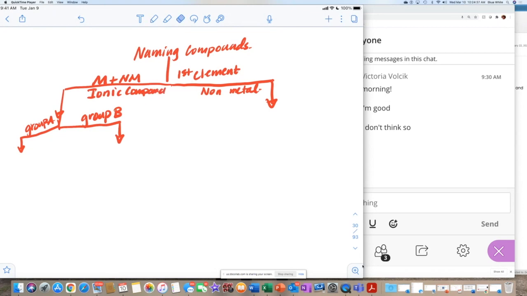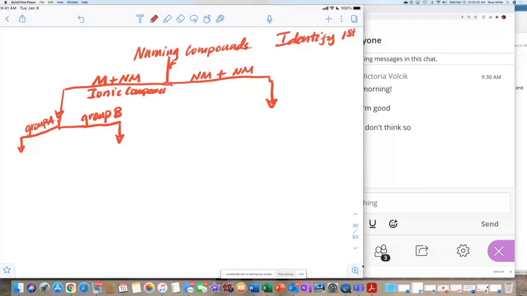Okay, now this is the identity of the first element. Over here, I'll say if your first element is a non-metal, then we're dealing with most likely a molecular compound. So I'm trying to make this a little shorter as I go here. Non-metal. But it all boils down to your identity of the first element. So I'll say here, identify first element.